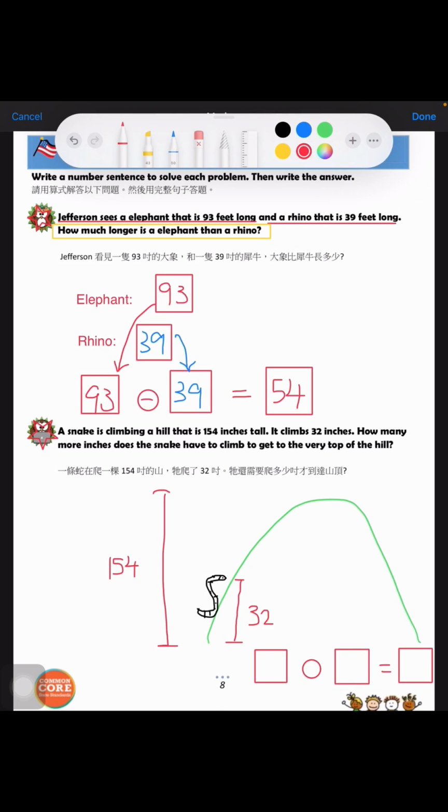A snake is climbing a hill that is 154 inches tall. It climbs 32 inches. How many more inches does the snake have to climb to get to the very top of the hill? So the hill is 154 inches. And the snake has climbed 32 inches. So how many more inches does the snake have to climb to reach the top?